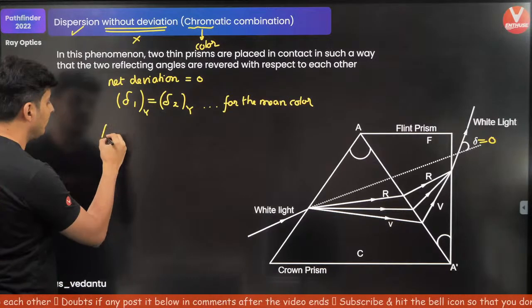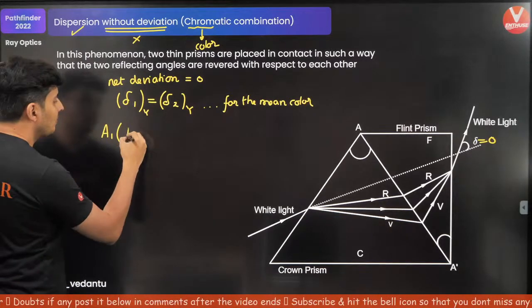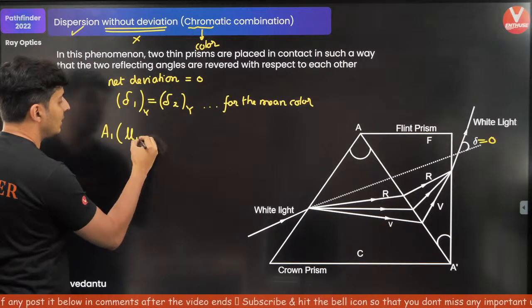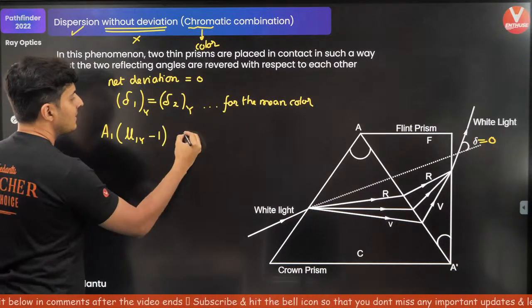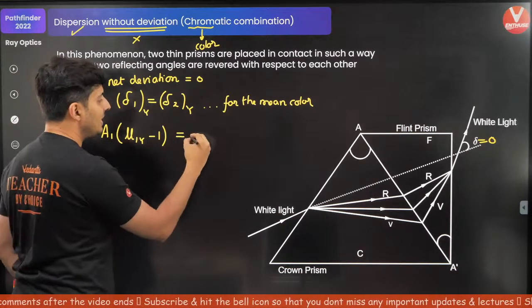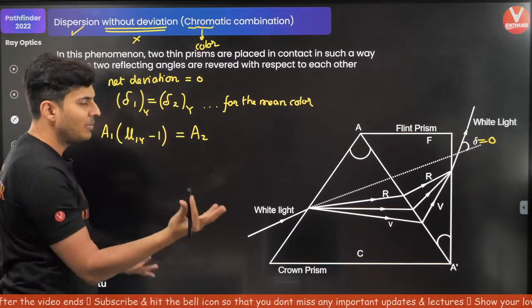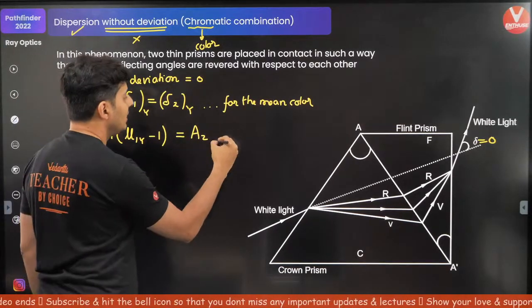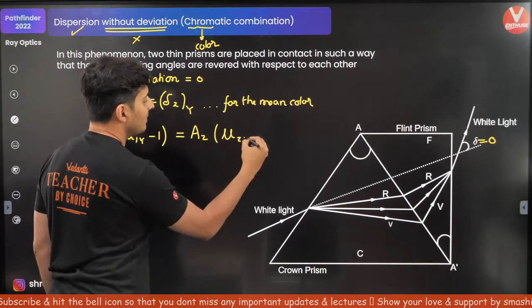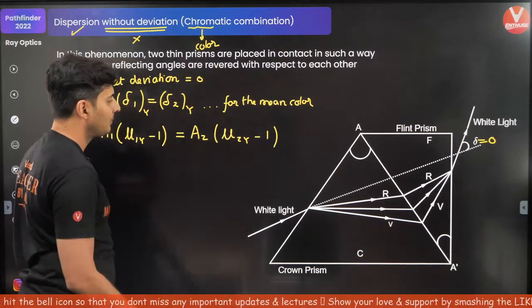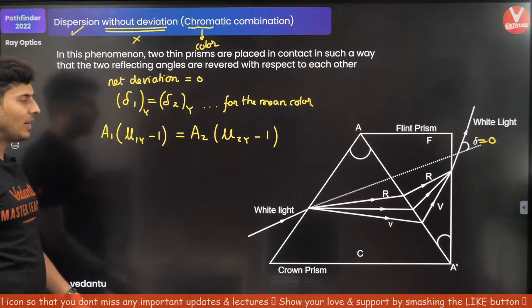So A of the first prism, mu of the first prism for yellow color minus 1, is equal to, for the second prism, angle is A2, A prime, whatever you want to call it, into mu of the second prism for yellow color minus 1. So that's the condition, my warriors.